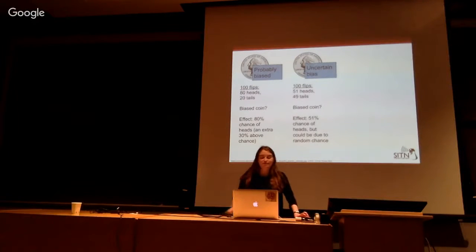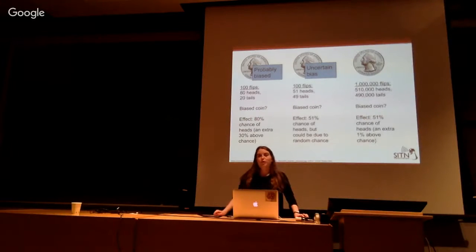So that's uncertain. But if you flipped a coin 1 million times, and you got 510,000 heads and 490,000 tails, and I asked you if that coin was biased, you'd say, okay, well, I got heads 51% of the time, which is the same percentage of time that I got heads for the last coin.